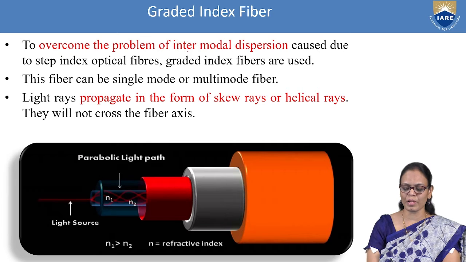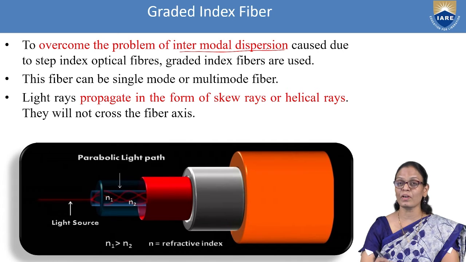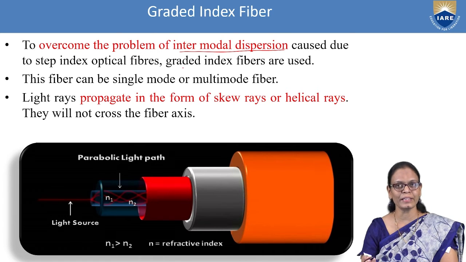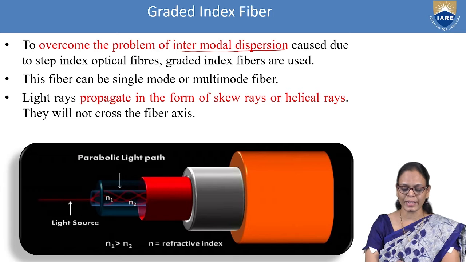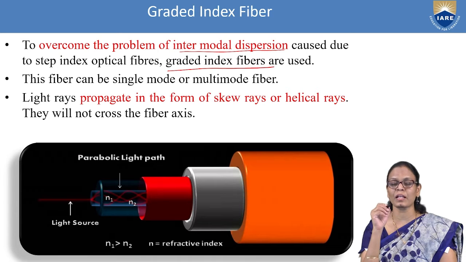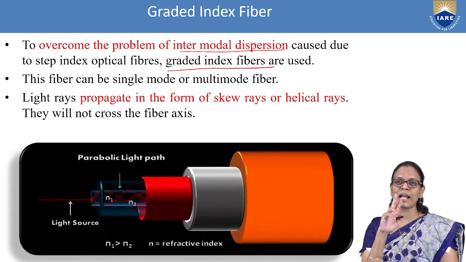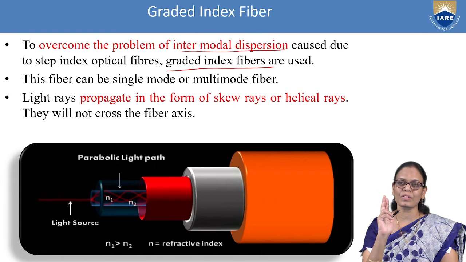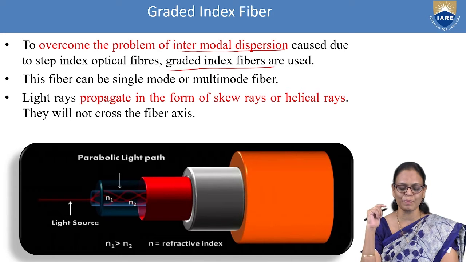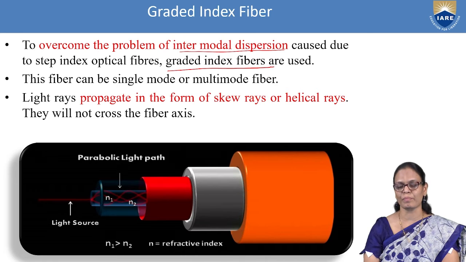To overcome this problem of signals arriving at different times, not arriving simultaneously, we can use graded index fiber. Why is the problem there in step index fiber? Because there is a sudden change in refractive index, and because of that, the signals traveling arrive at different times, causing intermodal dispersion. So to overcome this problem of intermodal dispersion, we are going for graded index fiber. What is a graded index fiber? We are going to understand.